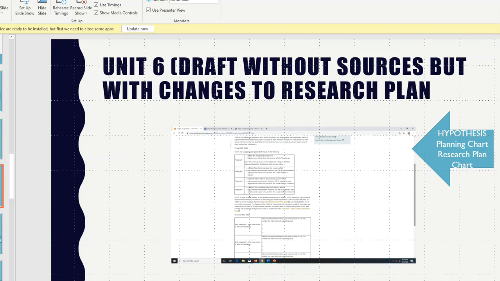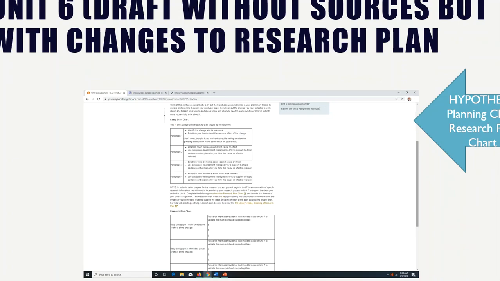Sure, thanks. So Unit 6, you'll see similarities in that we're still going with the academic writing, drafting without sources, but the biggest change has been to the research plan. So we're going to continue with using those graphic organizers to help keep students perhaps a little more focused. Oh, thank you. There, it moved to full screen now. Keeping students a little more focused as they move into this.